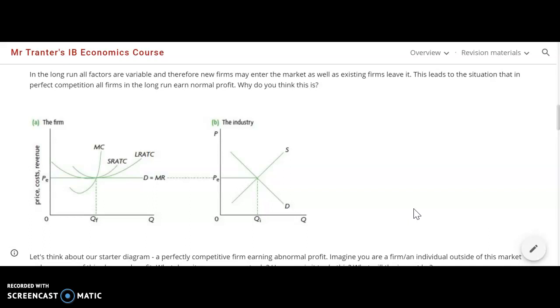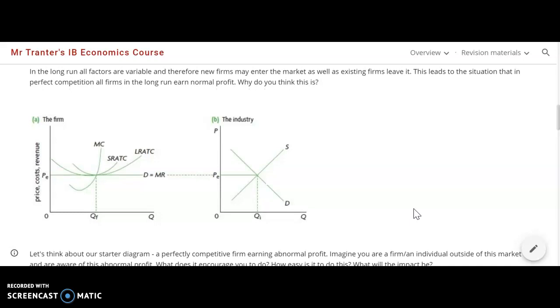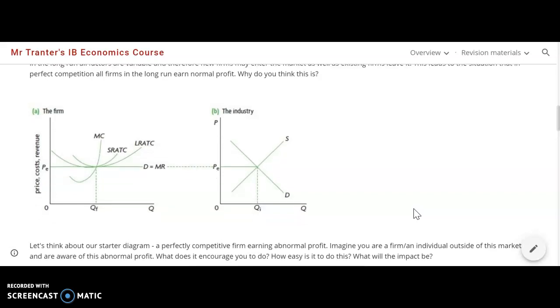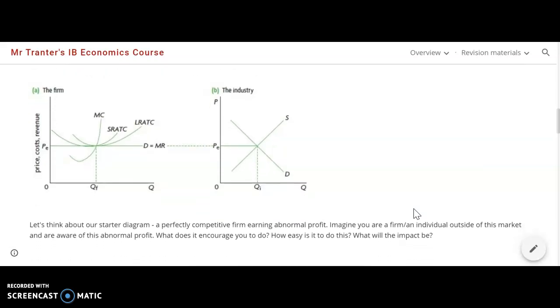Remember, the long run average total cost curve is made up of lots and lots of different little short run average total cost curves, so that at that moment in time, your average total cost is equal to your AR, your average revenue, and therefore the firm is making normal profit. Okay, so why does a firm in the long run only make normal profit? What is preventing it from earning abnormal profit?